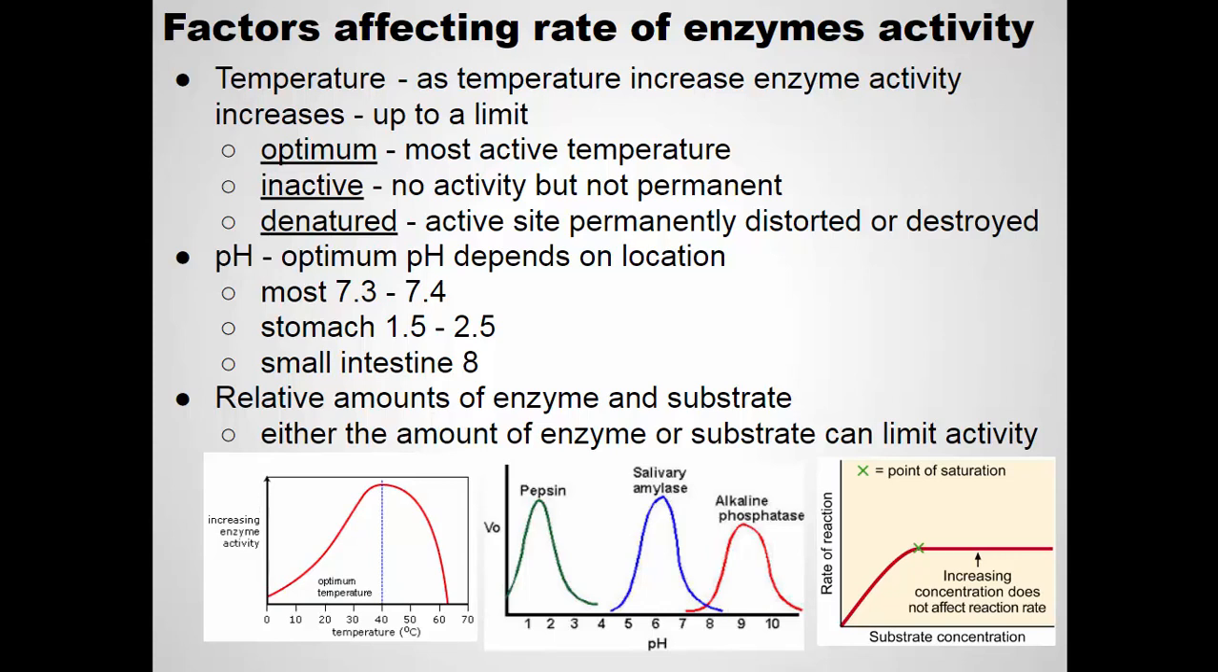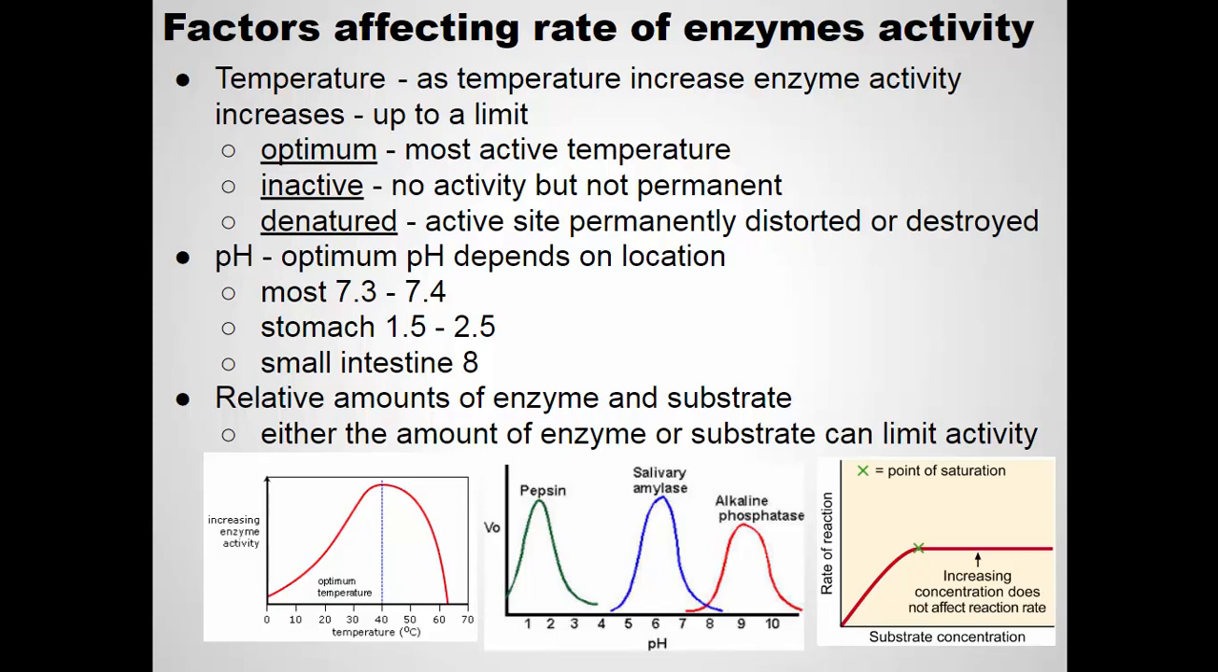1.5. Where do you think you would find pepsin in the human body? Probably your stomach. Yeah, in the stomach, because the stomach has hydrochloric acid, very low pH conditions. Pepsin works best in those conditions. Pepsin is found mostly in the stomach.